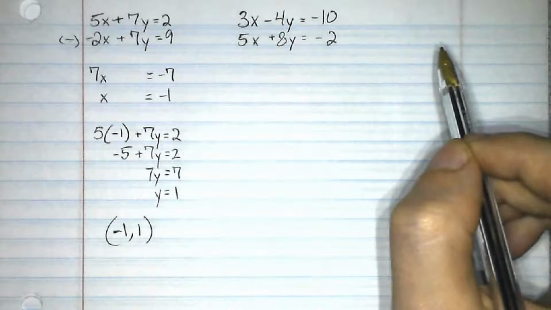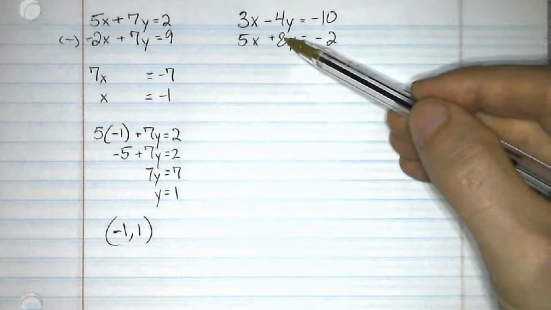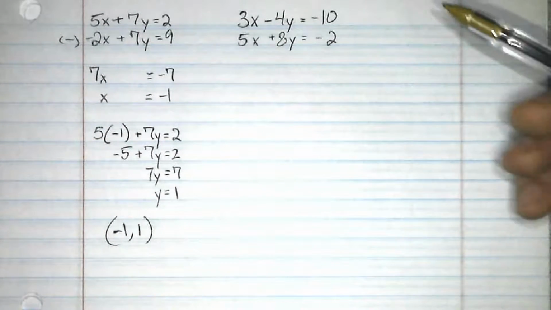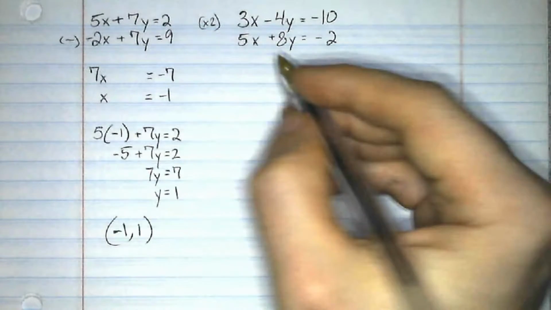There's also another way that we could do this that's a little bit simpler. Let's look at the y's. See how 8 is divisible by 4? 4 goes into 8 twice. So what I could do is I could simply multiply by 2 and only multiply the top equation. If we do this, let's see what happens.